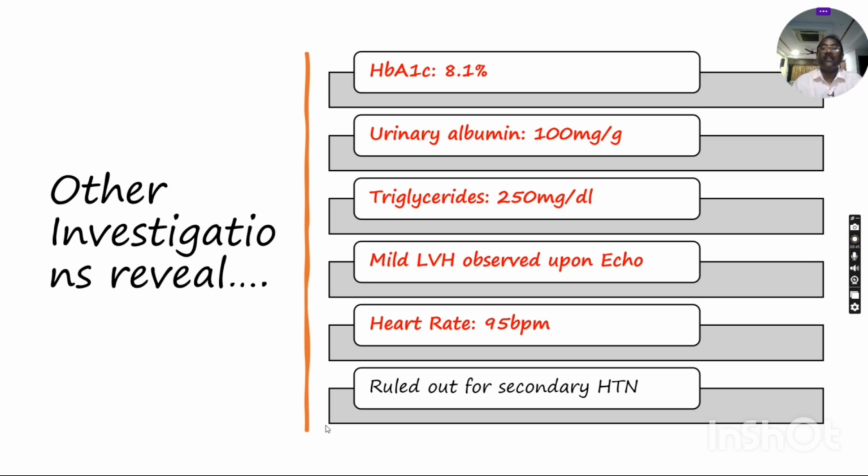And urinary albumin is 100 milligrams per day. So that means he is also having albuminuria and triglycerides. So he is having dyslipidemia, and mild LVH is observed upon the echo, and the heart rate is 95. So asymptomatically he is also having, along with the hypertension and obesity, the diabetes, which was first-time diagnosed, and albuminuria, diagnosed as renal nephropathy, and is dyslipidemic, and also has LVH.